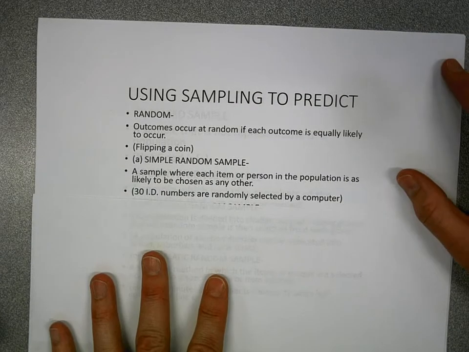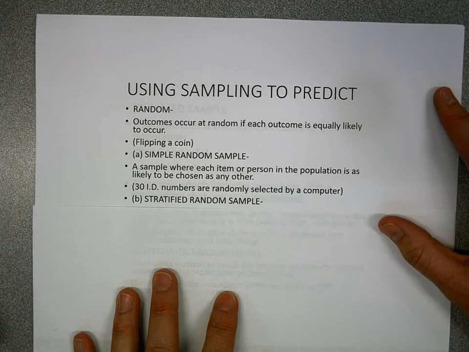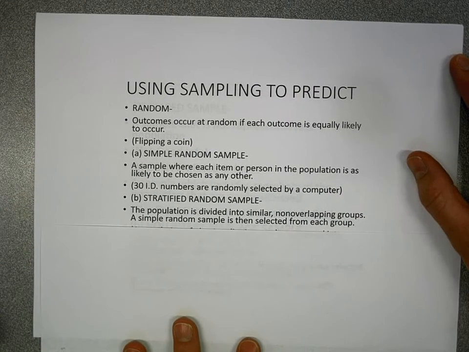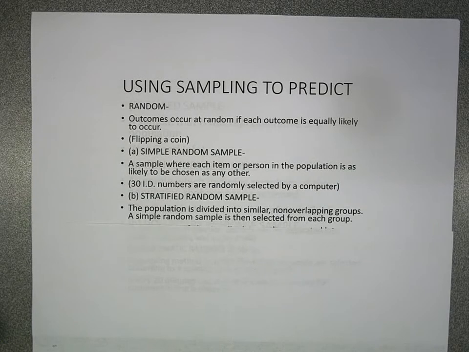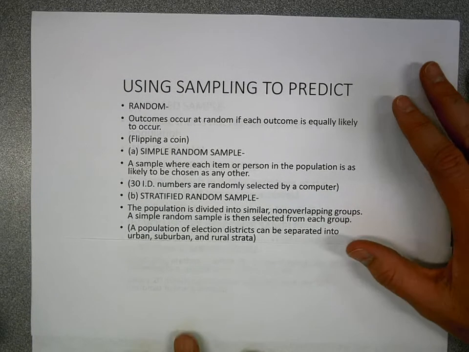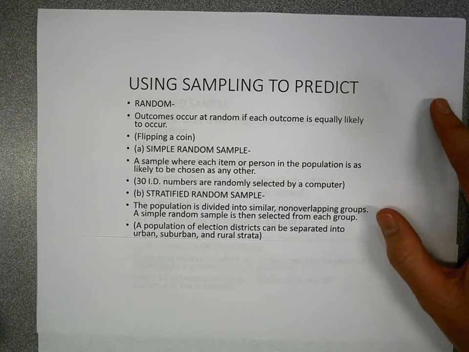Okay, being a little more specific, here's another good unbiased sample. This is called a stratified random sample. Everyone? Stratified random sample. All right. This is where the population is divided into similar, non-overlapping groups. Then a simple random sample is selected from each group. So an example that is on here is a kind of a longer one. I believe this is in your book as well. A population of election districts can be separated into urban, suburban, and rural strata.